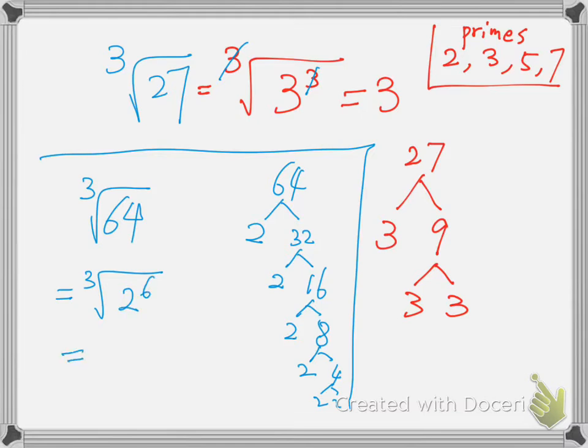Okay, so what's 2 to the 6th power? It's 2 cubed times another 2 cubed. This 2 cubed gives you a number 2, and this 2 cubed gives you another number 2. So the answer is 4. So cube root just cancels the third power here, the third power under the radical sign. So if it's not a cube root, if it's a fourth or fifth root.